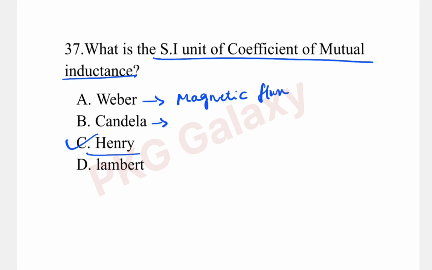Candela is the SI unit of luminous intensity. And the Lambert is the non-SI metric unit of the luminous.